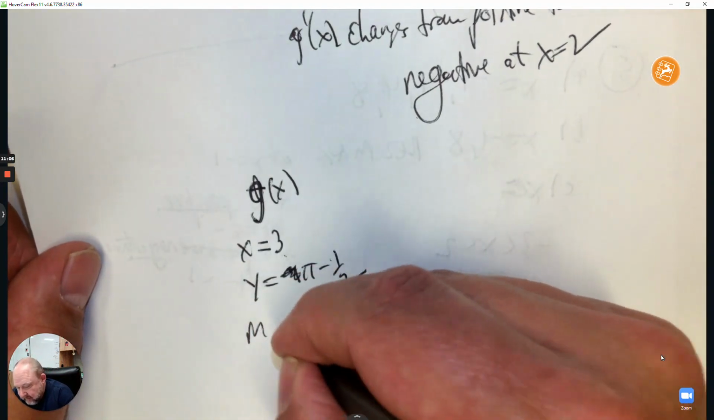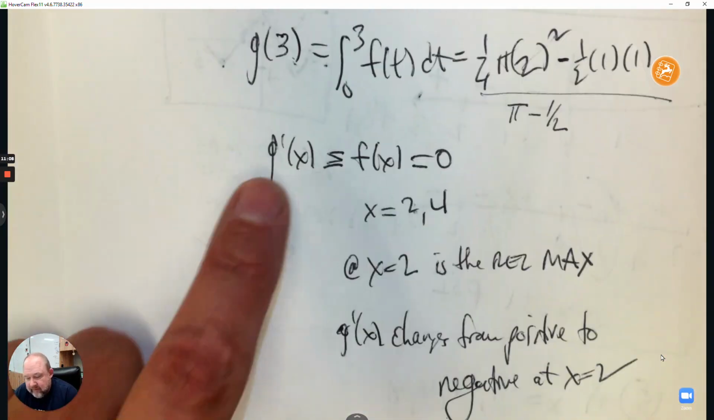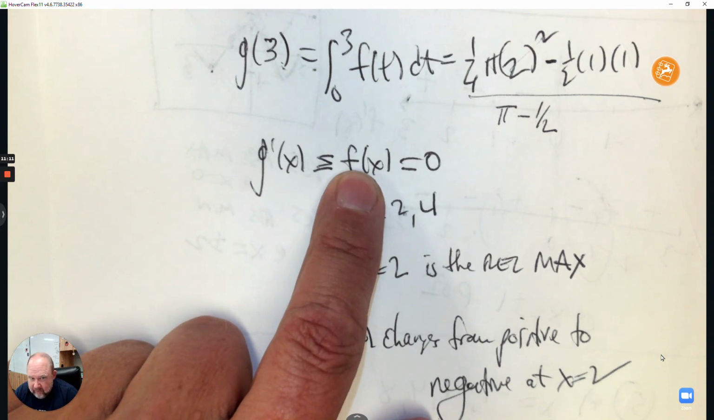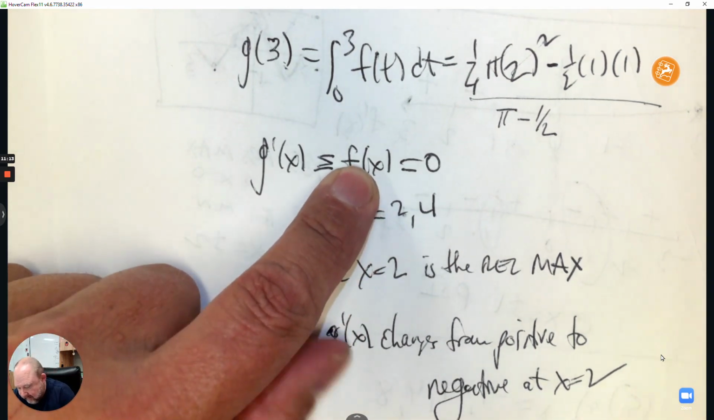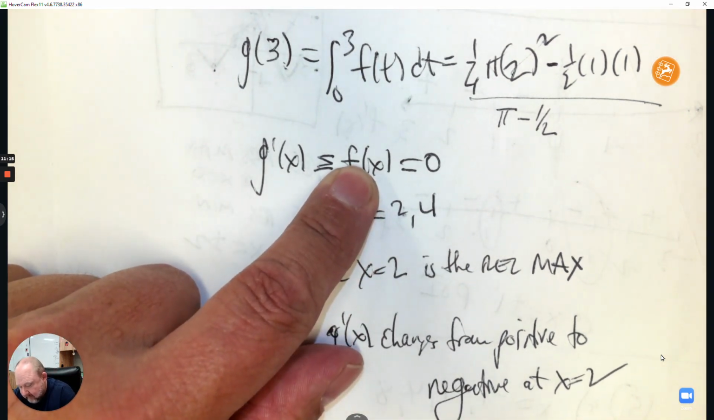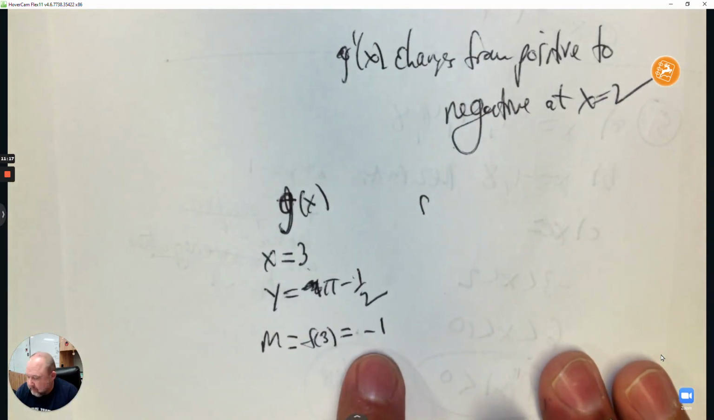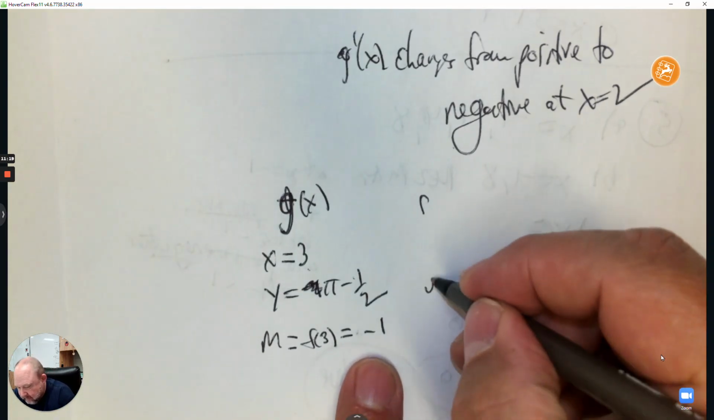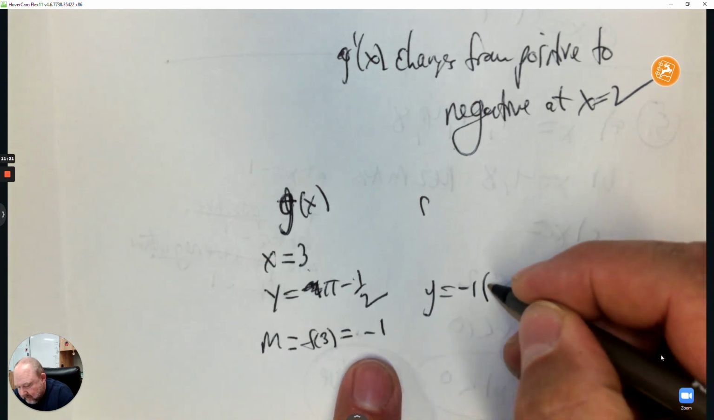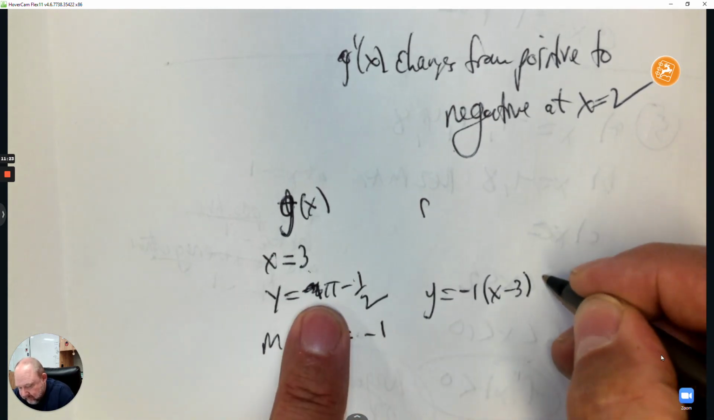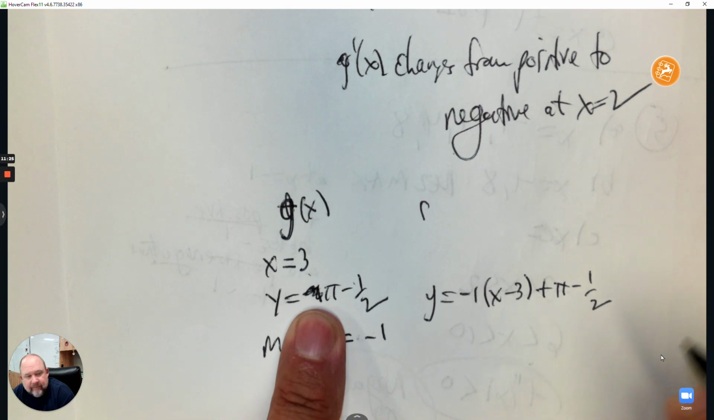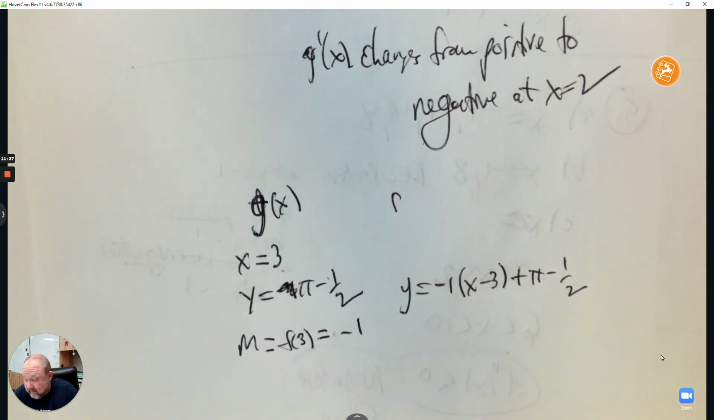And then what's the slope there? So the derivative of g is just f at x. So what is f at 3? That is the slope. And then put this together and you get negative 1 times x minus 3 and then the y coordinate. And there's your tangent line. A little bit tricky, right?